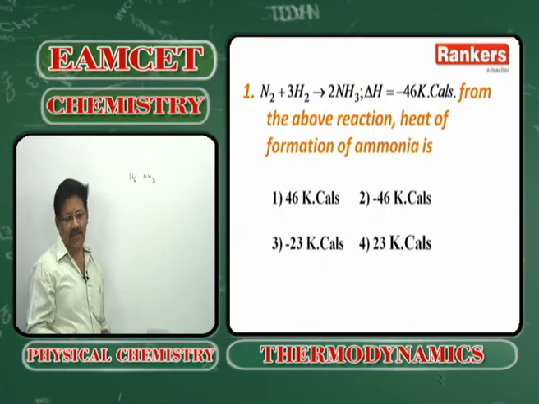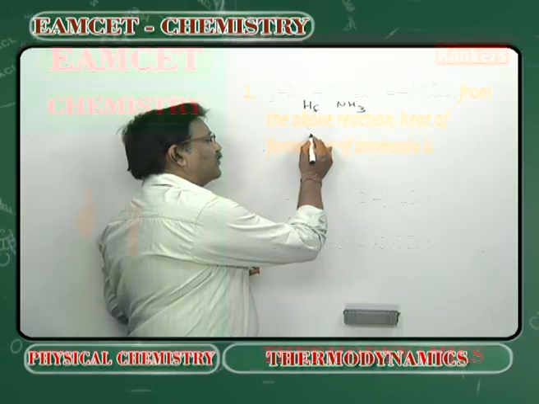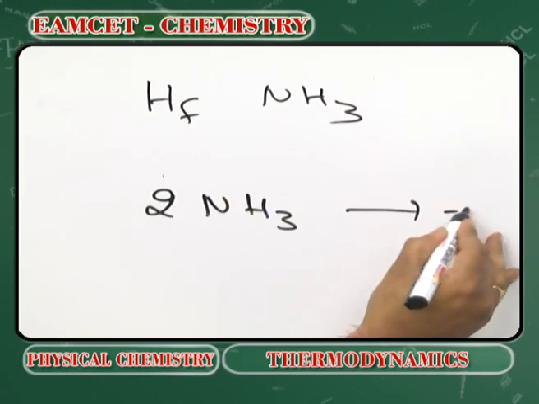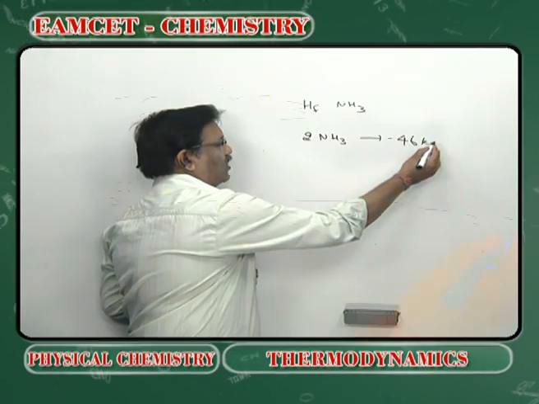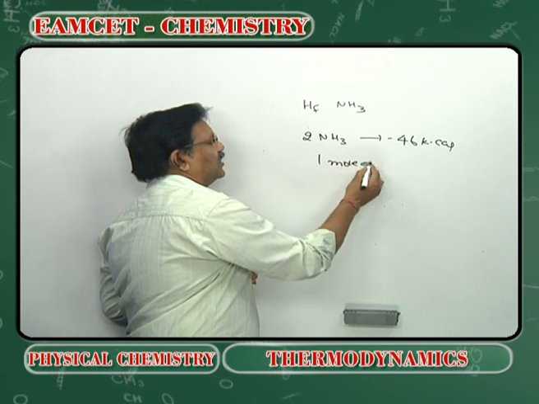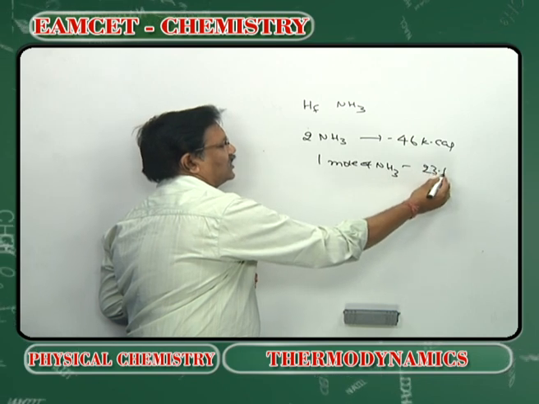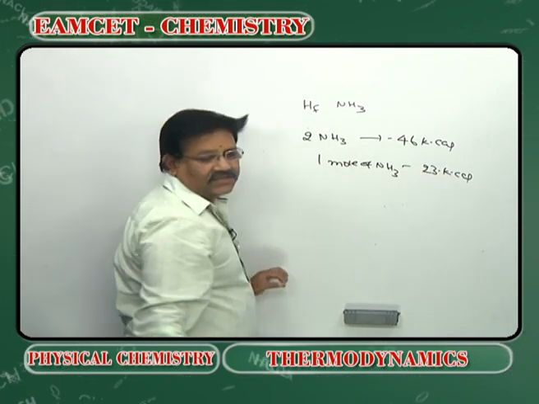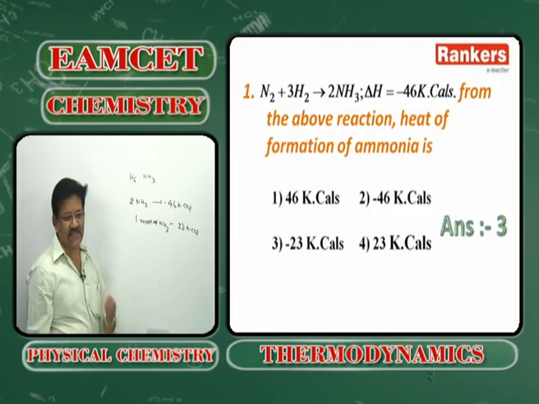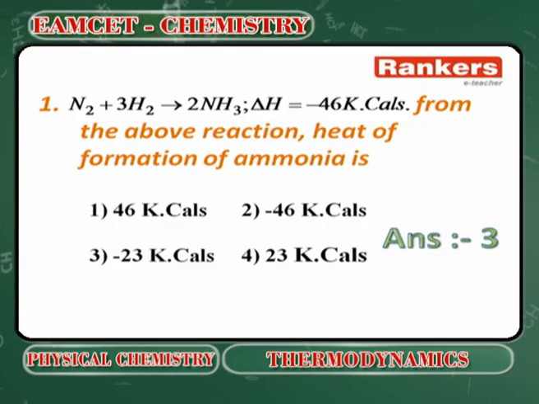Nitrogen and hydrogen. But in the given problem, during the formation of 2 moles, what is the amount of heat evolved? 46 kilocalories. For 1 mole of ammonia, what will be the amount of heat evolved? Nothing but 23 kilocalories. So minus 23 kilocalories, because since the process is exothermic, delta H takes a negative sign. Next.